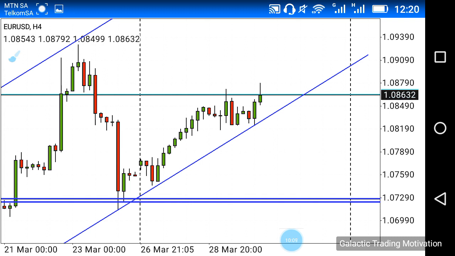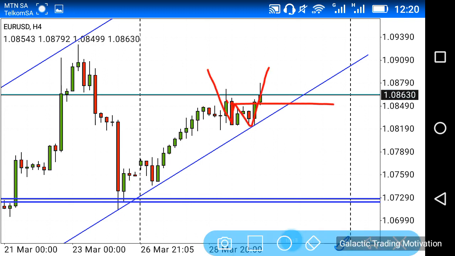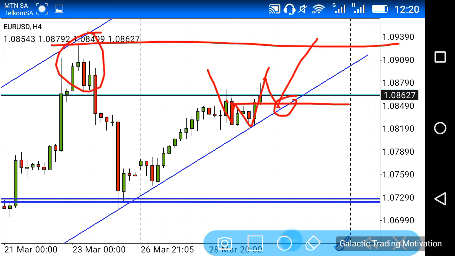However, I just also want to point out that as much as we have this potential M structure, we also have a W structure at this point, which has a neckline at that level. I hope you guys can see that. And we can see that the neckline has been broken to the upside, and we might potentially see price move further down to the neckline. And at this point, again, we might potentially see price move further up to at least this level, and at that level we should potentially be looking for selling opportunities.